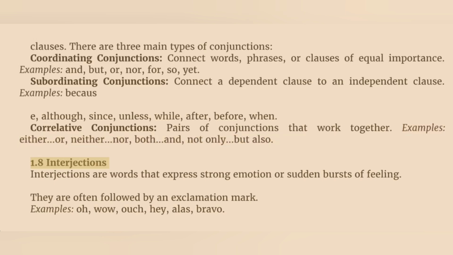1.8 Interjections. Interjections are words that express strong emotion or sudden bursts of feeling. They are often followed by an exclamation mark. Examples: oh, wow, ouch, hey, alas, bravo.